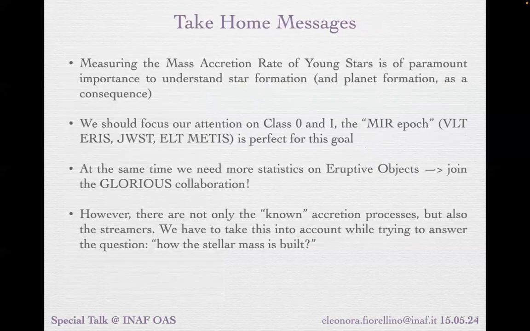So I'm leaving you with the take-home messages, which are basically that measuring the mass accretion rate is very important. We should focus our attention on protostars in general and also on eruptive objects, because they are telling us more than what classical T Tauri stars have told us to the moment. However, we should also take into account the streamers when we find them, on one side to develop models to explain all of the observations, and on the other side to interpret our observations even when we talk about accretion. And thanks for your attention.